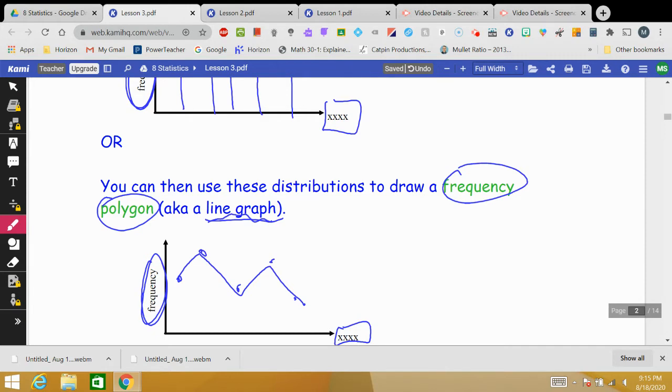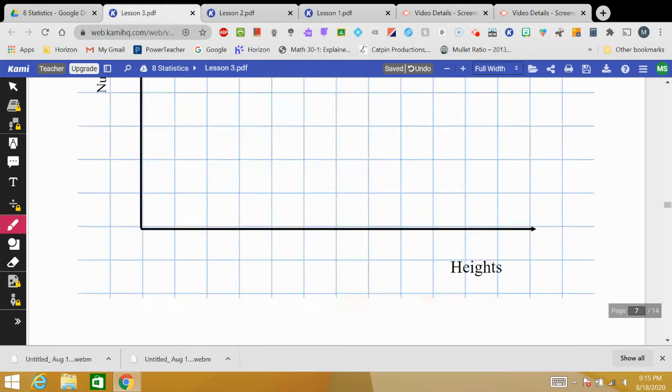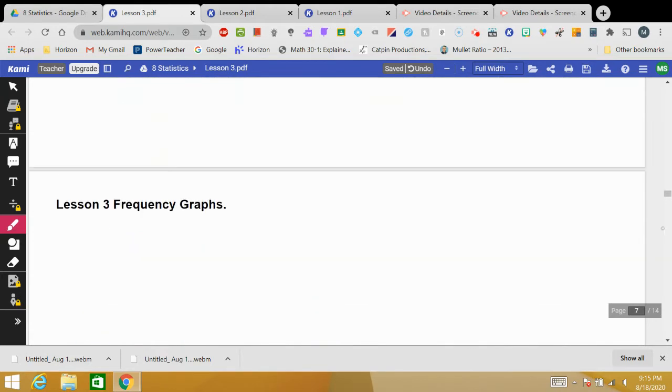Okay, so I'm just going to scroll a fair bit ahead here just to find the example I want to do with you. There it is.